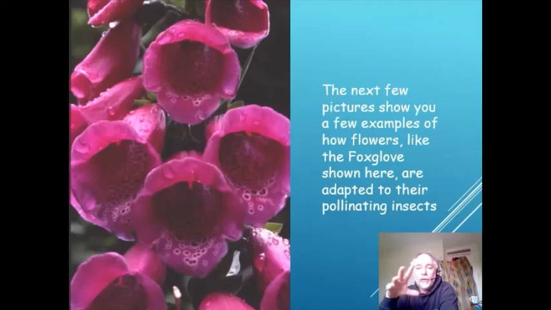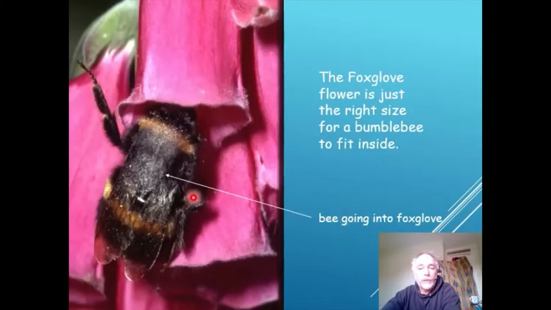So over the next few slides, we're going to have a look at how the flower of the foxglove plant has been adapted to attract pollinating insects. All right, so let's have a look here. You can see there's a bee going into the foxglove, and foxgloves are these long tubular-like flowers, right? And it's just big enough for a bumblebee to fit inside.